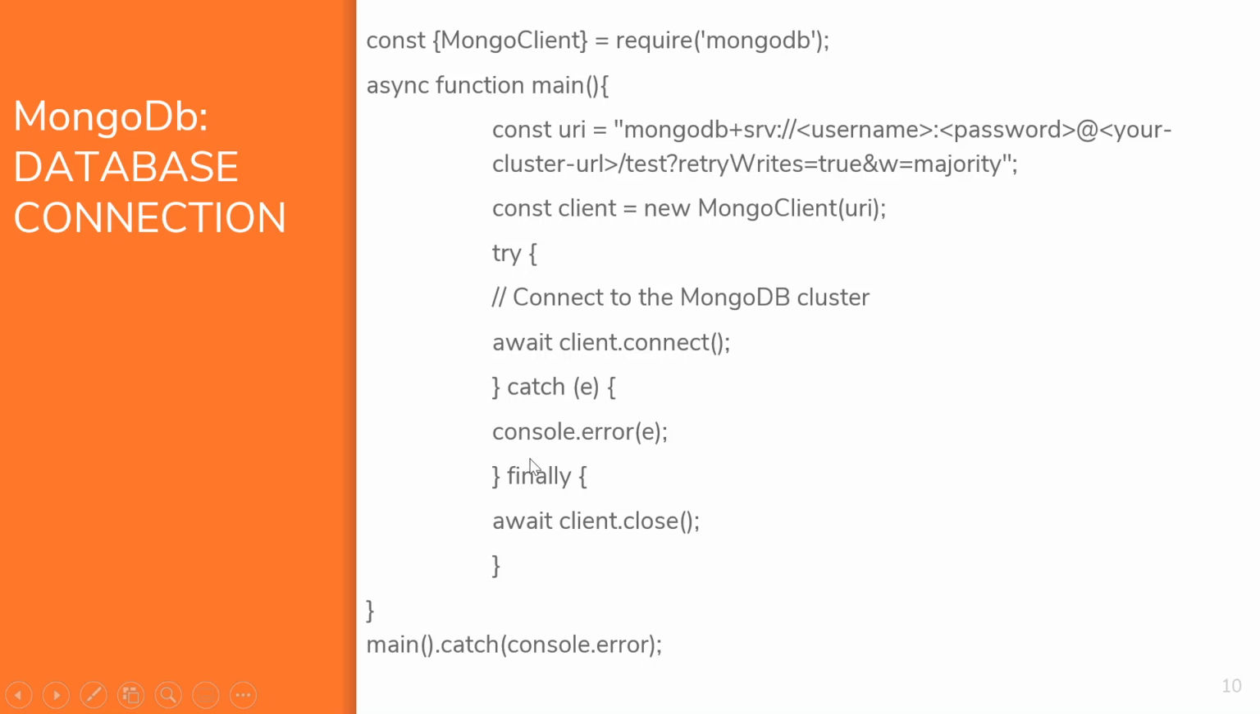And then you can give a catch block. You can print the error in the console, and then finally you have to always close the database connection. That is also await, because you have to wait until it is successfully executed. So this is the procedure to create a database connection from Node.js to MongoDB.